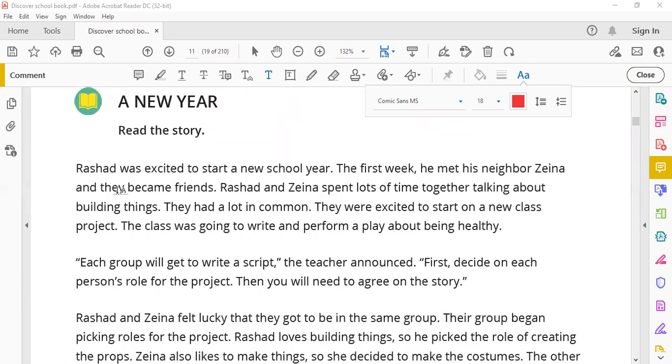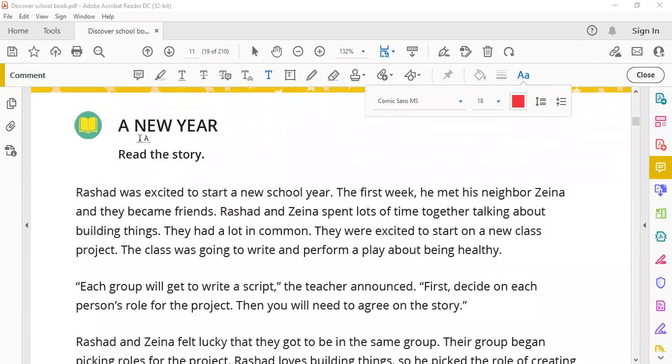Now we have a story. I will ask you to read the story, and while we are reading, we are going to make notes. Ahmed Sharif, start please. What is the name of the story, Ahmed Sharif? A new year. Good. Okay. Read.